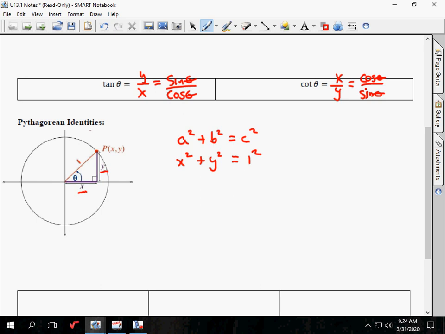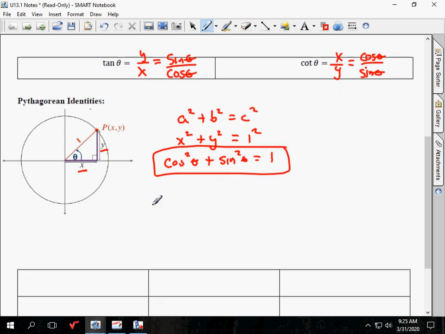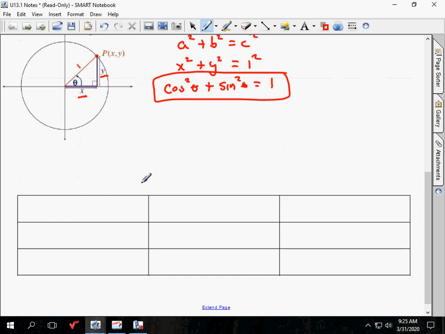But then we could replace the x's and the y's with their trig functions. So x is the same as cosine, and y was the same as sine, and then 1 squared is 1. So we get this new identity using trig functions: cosine squared plus sine squared is equal to 1. Then we could use that Pythagorean identity and come up with 8 more versions of that. There's lots of versions from that. So we're going to see how this works.